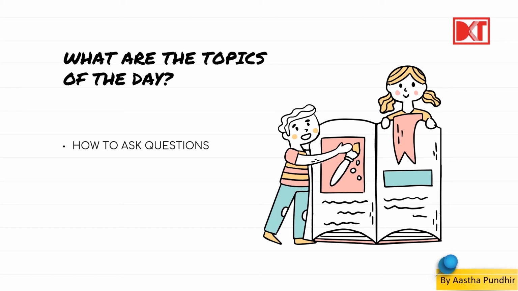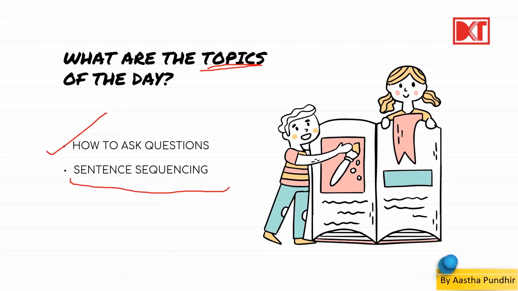Alright, so what are the topics of the day? Which means what are the two topics that we are going to study in this chapter? First will be how to ask questions. This will include interrogative words, descriptive questions, and question tags. And then the second one, sentence sequencing. This will be a sort of jumbled words. Actually, different parts of the sentence jumbled up, so that we will see as and when it comes. Okay, so let's start.